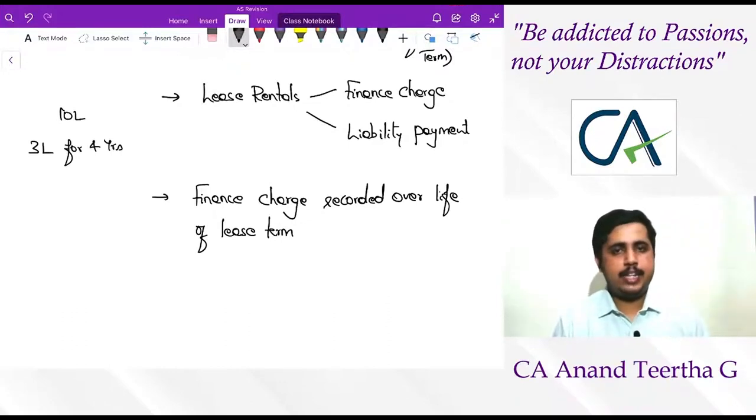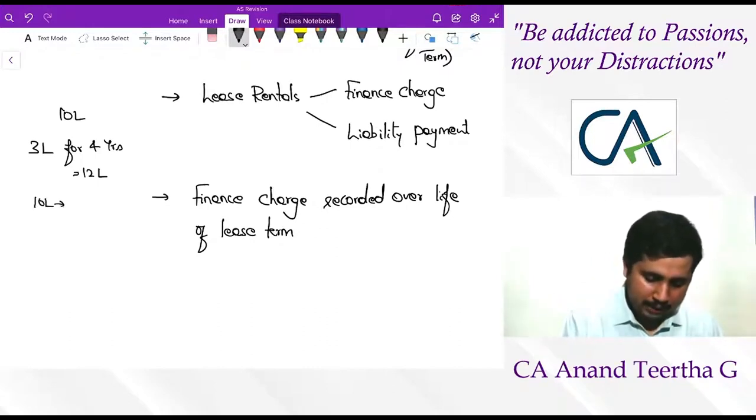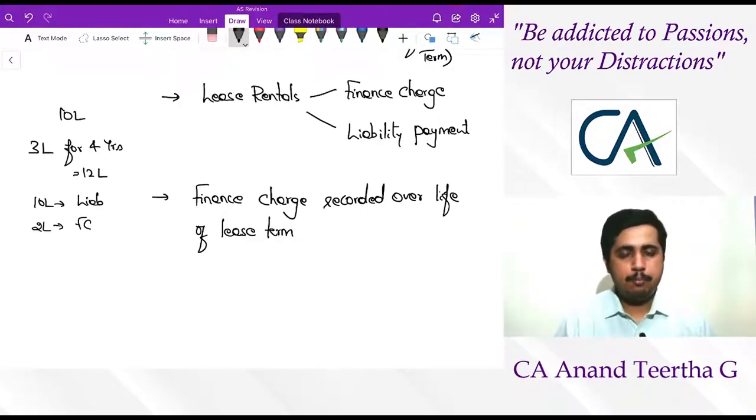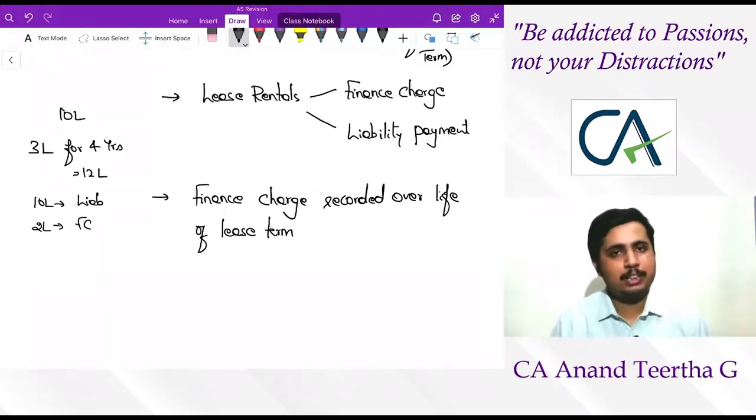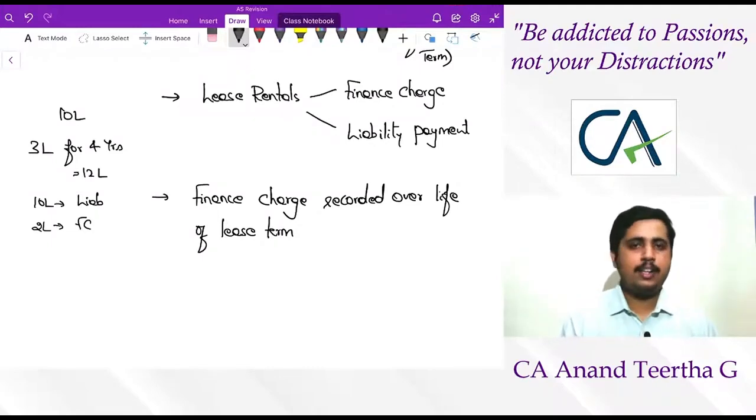Actual asset value is 10 lakh. Lease rental is 3 lakh for 4 years. So what's the total payment? 12 lakh. So what is happening here? 10 lakh will be towards liability, which is lease account. What is that extra 2 lakh? That is finance charge. That 2 lakh finance charge in total will be recorded on a rational basis over the period of lease term. So over the lease term, it is supposed to get recognized, which is the expense involved in the lease contract. Okay, so not the entire lease will be an expense to lessee. Part which is finance charge is an expense to lessee, other things won't be a part of it.